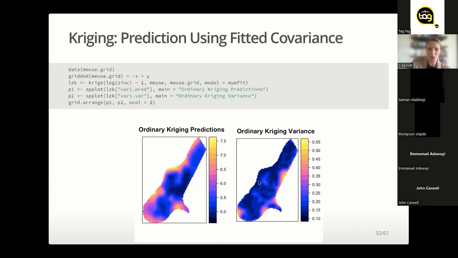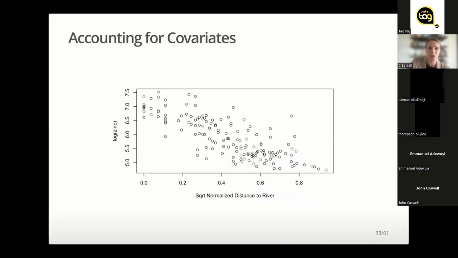And so we're going to look at accounting for a covariate. So one of the variables in the data set is this distance to the river Meuse. So the plane isn't on the river. It's a flood zone, right? So the river will come up over onto the plane. And so we have this distance to the river. And then they've normalized it to be between 0 and 1. So the units mean nothing.